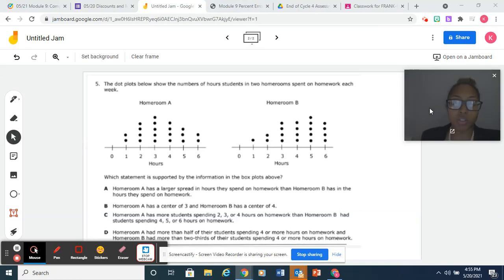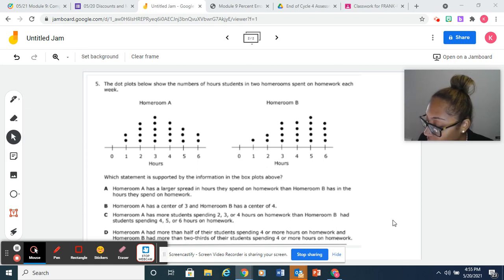Hey everybody. So we're going to go over example one from our problem set, or from our mini lesson, real quick. In the problem, it says the dot plots below show the numbers of hours students in two homerooms spent on homework each week. So we've got homeroom A and we've got homeroom B. We want to figure out which statement is supported by the information in the plots above.